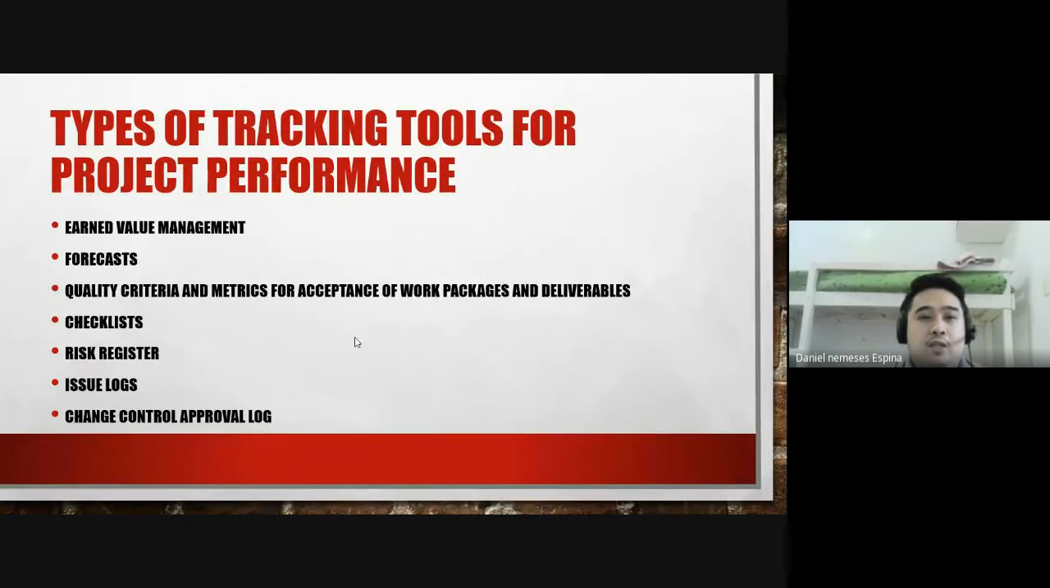So, types of tracking tools for project performance. We have already done the following outputs: the earned value management, the forecast, the quality criteria and metrics for acceptance of work packages and deliverables. We have the checklist, we have the risk register, issue logs, and the change control approval log.